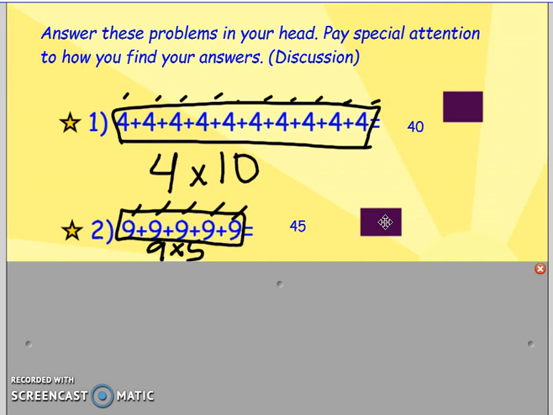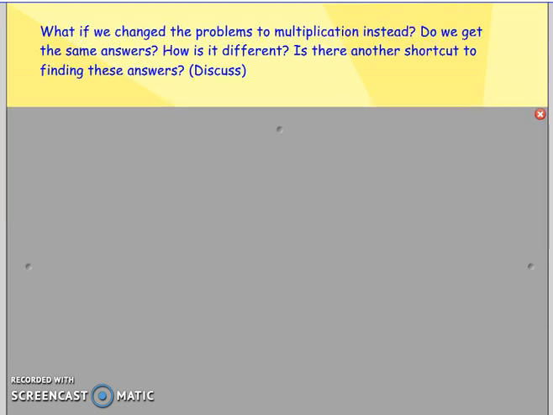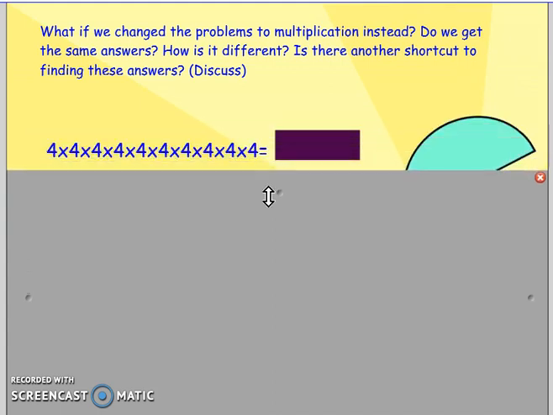So, now we can skip over to how that relates to exponents. Well, what if instead of 4 plus 4 plus 4, we had 4 times 4 times 4 times 4, and on and on? Is there a simpler, shorter way to write that? That's what we're going to be learning about.